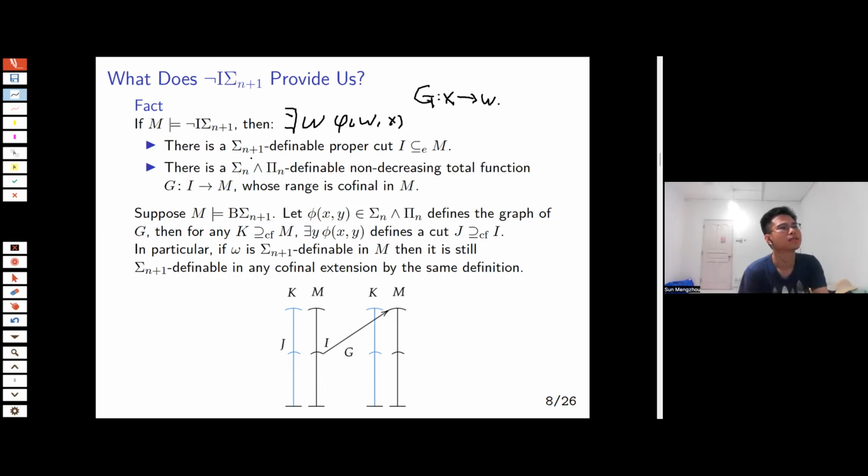Oh, I see. So when you say that there is this sigma n plus 1 definable cut, so you take n. So which one do you take then? It's just arbitrary cut. It's arbitrary. And then this function is special. I should say the minimum W. The minimum. All right. Thank you.